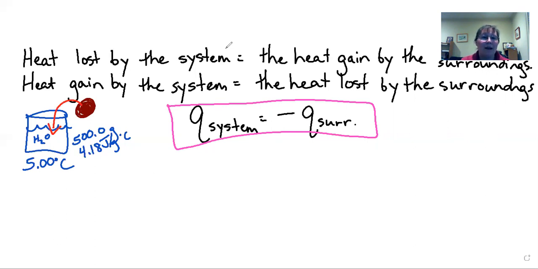Okay, so now my iron has a specific heat of 0.45 joules per gram degree Celsius. Okay, and my iron is about 250 grams, and its temperature is at 98.0 degrees Celsius. And I want to know, what is the final temperature?